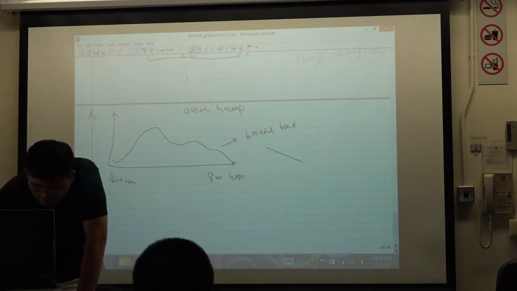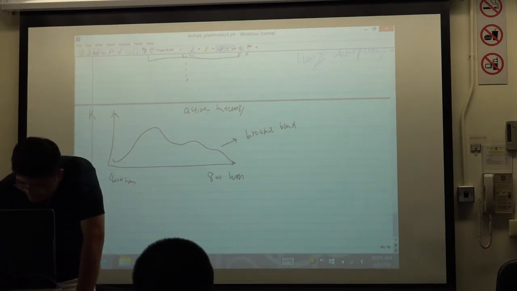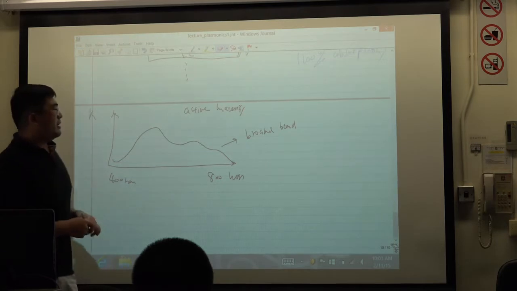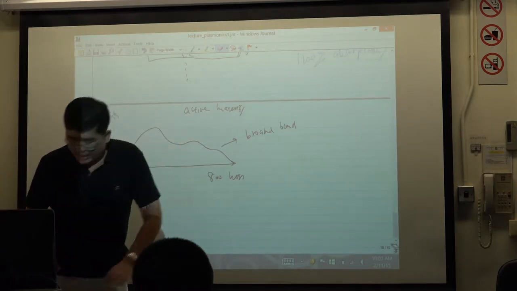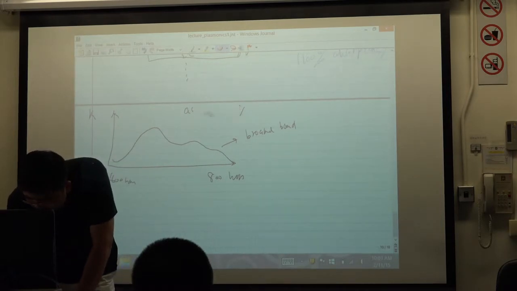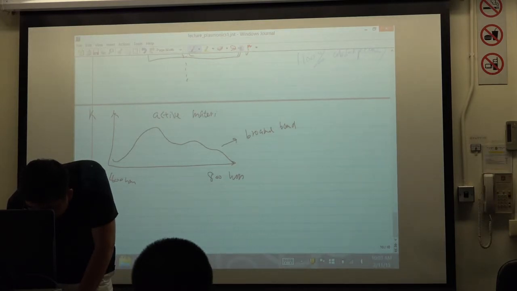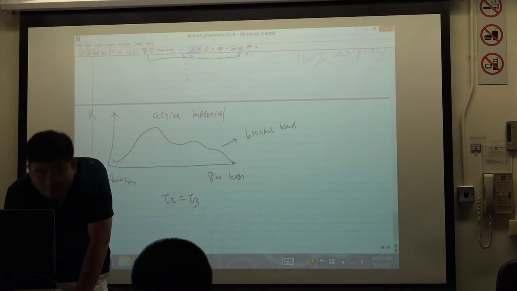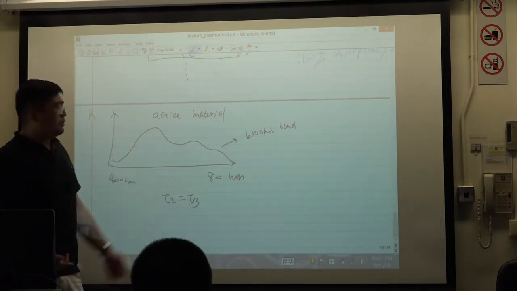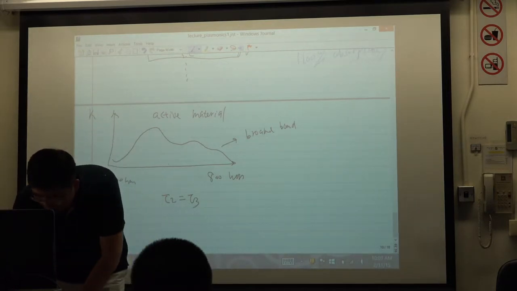How to increase absorption of a solar cell? Because if you increase the absorption of the solar cell, it can generate more electron-hole pairs. They can increase the performance of the solar cell. This is the active material. So if I use this design, right? I make tau 2 equal to tau 3. What happened? If I make tau 2 equal to tau 3, that has a very narrow band.